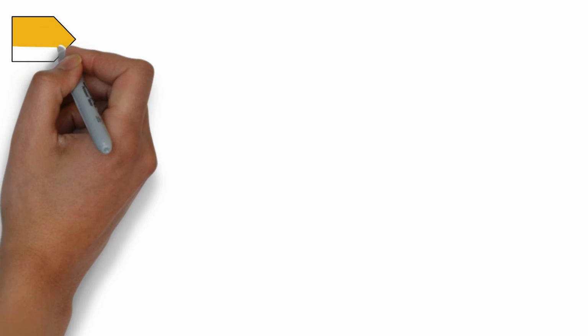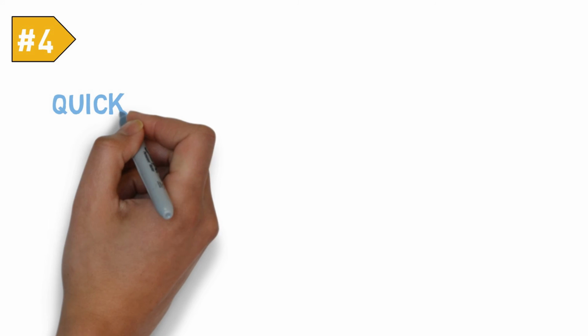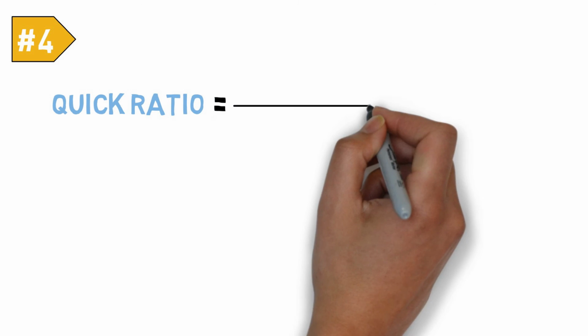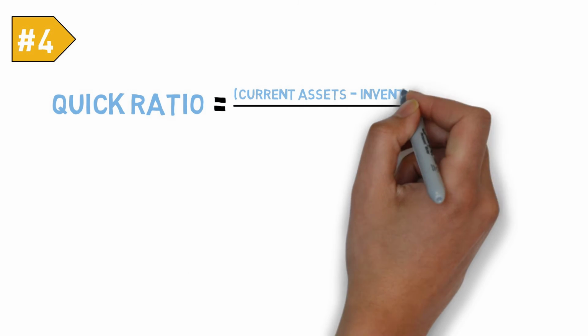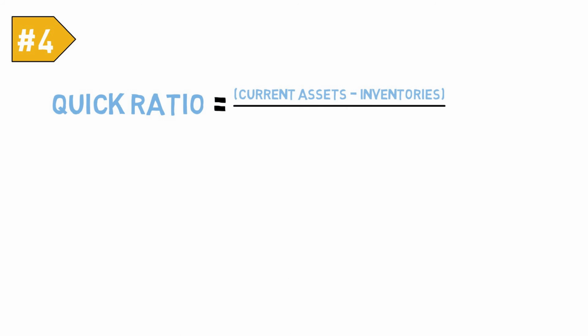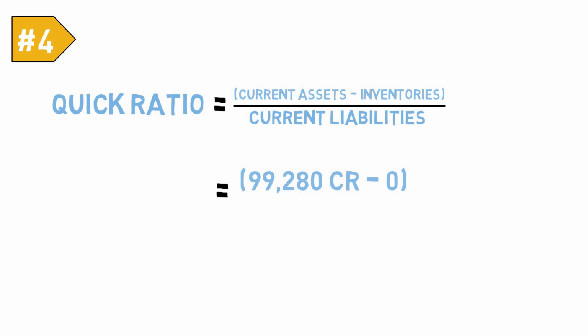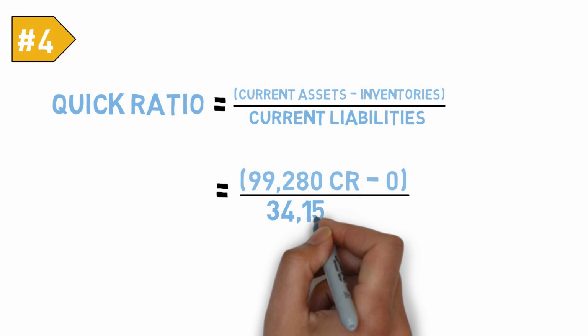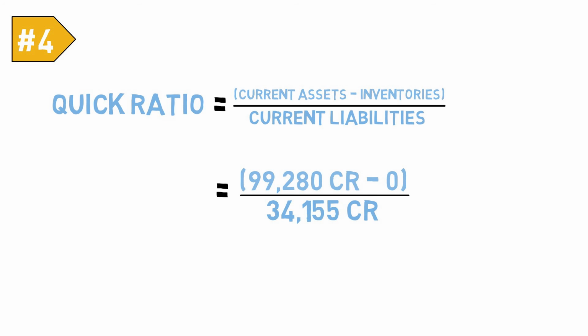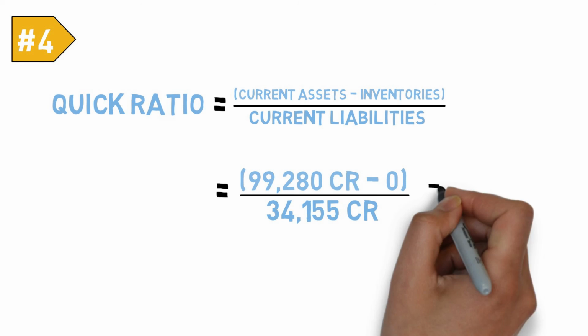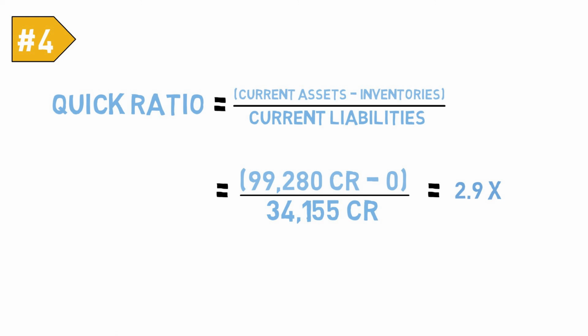Now we will find out quick ratio, which is calculated as difference between current assets and inventories divided by current liabilities. Current assets of TCS are worth 99,280 crores minus the inventories are worth 0 divided by current liabilities 34,155 crores, which results in 2.9 times. The quick ratio should be at least 1 times or 1:1.